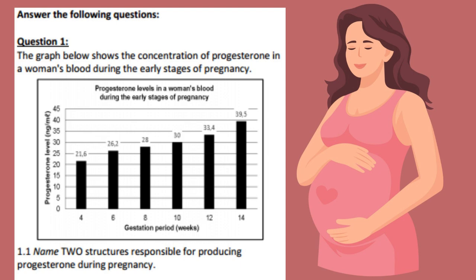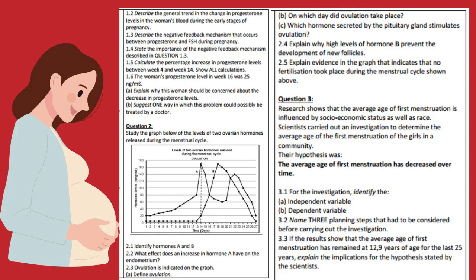Answer the following questions. Question 1. The graph below shows the concentration of progesterone in a woman's blood during the early stages of pregnancy. 1.1 Name 2 structures responsible for producing progesterone during pregnancy. 1.2 Describe the general trend in the change in progesterone levels in the woman's blood during the early stages of pregnancy. 1.3 Describe the negative feedback mechanism that occurs between progesterone and FSH during pregnancy. 1.4 State the importance of the negative feedback mechanism described in question 1.3.